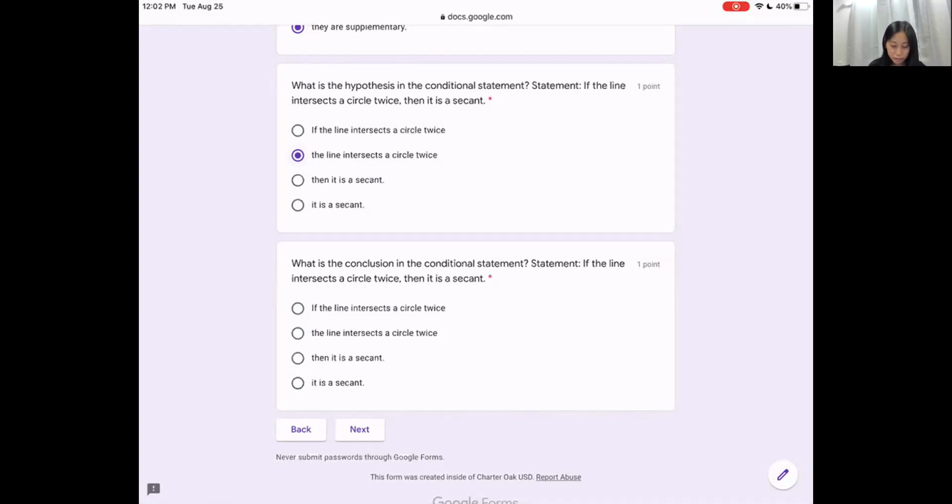And finally, what is the conclusion of that same statement? It is a secant. Good. So it's the second half, except we don't use the word then. So just it is a secant.